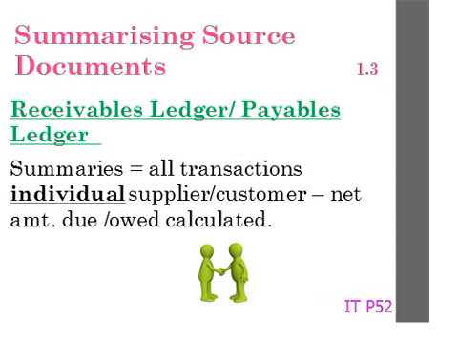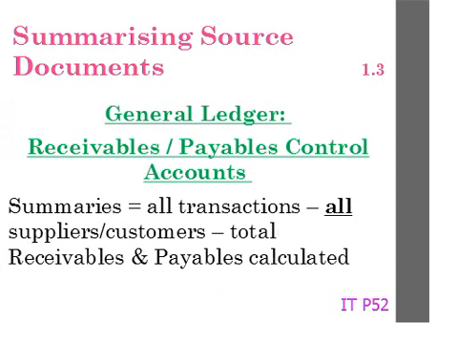The receivables ledger or the payables ledger is where you would find the summaries of all transactions with individual suppliers or customers, so that a net amount due or owed can be calculated. In the general ledger, the receivables or payables control accounts are where you would find the summaries of all transactions with all suppliers or customers, so that a total amount of receivables and payables can be calculated.